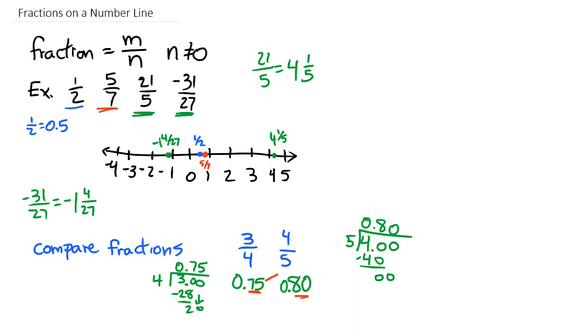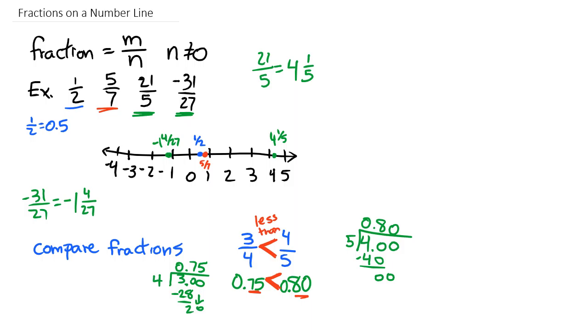Well, 80 is bigger, so our inequality opens up to the 80 hundredths, which then would in turn open up to the 4/5. So we would say 3/4 is less than 4/5.